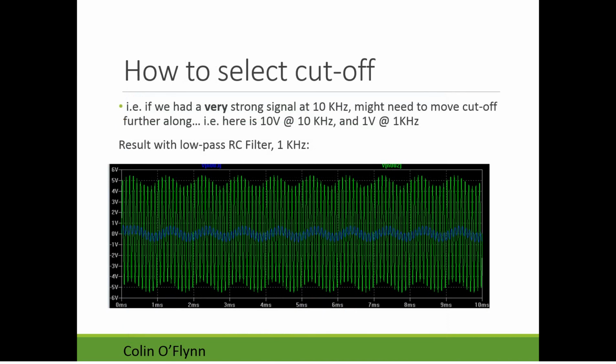The other thing you might need to do is move around the cutoff frequency. So in this example, what I had is a very strong signal at 10 kilohertz. This green signal is the input, which is 10 volts peak to peak, this 10 kilohertz signal. And then the 1 kilohertz signal is the signal I want, and it's just a 1 volt peak to peak signal. You can sort of see on this waveform the slower signal here, this is the 1 kilohertz one.